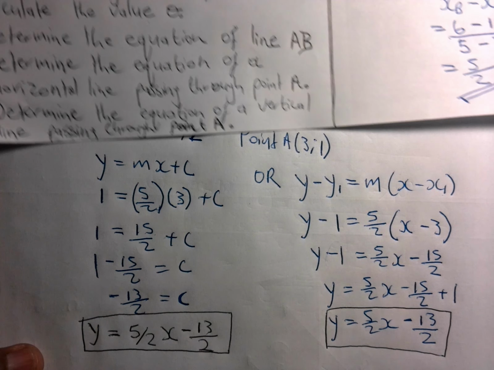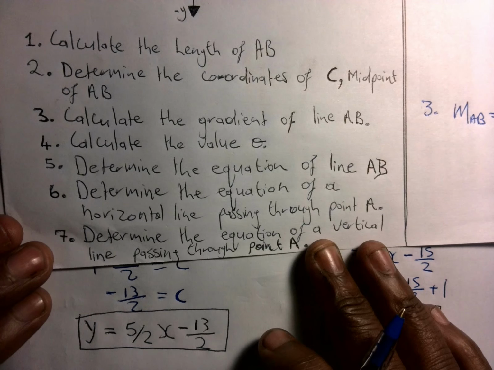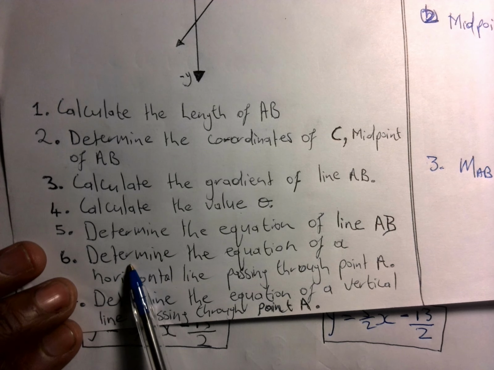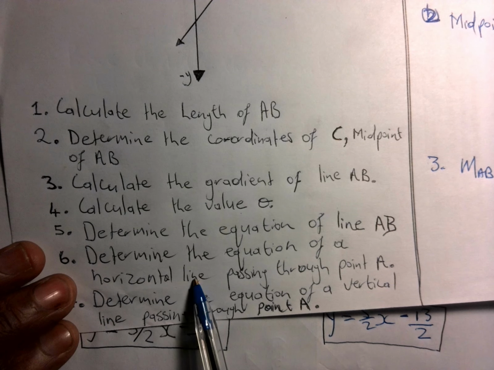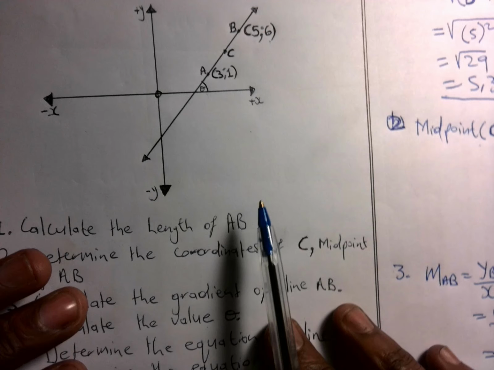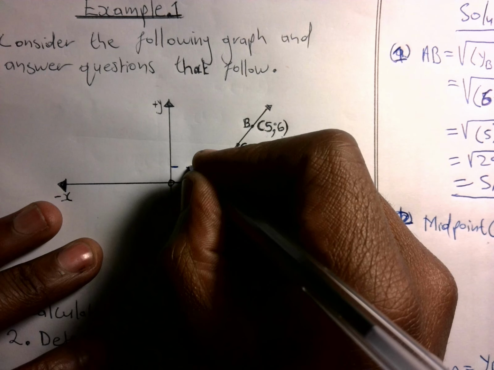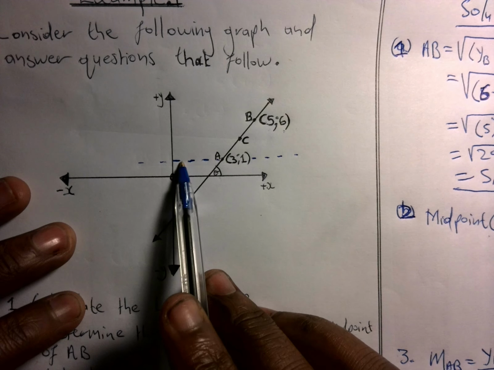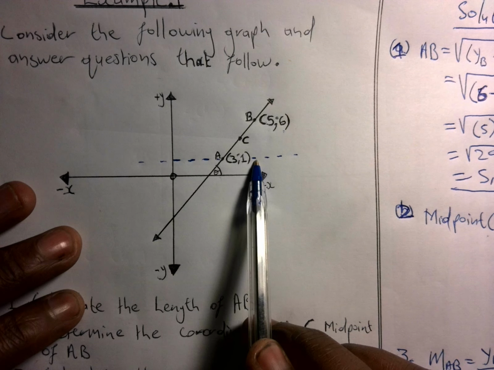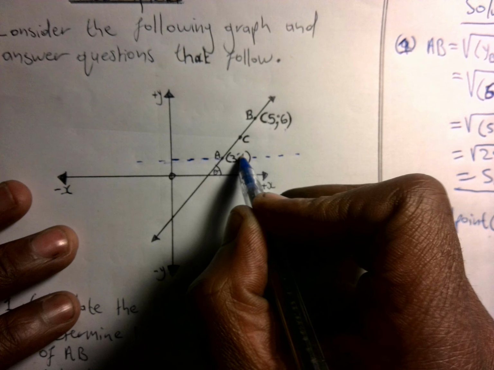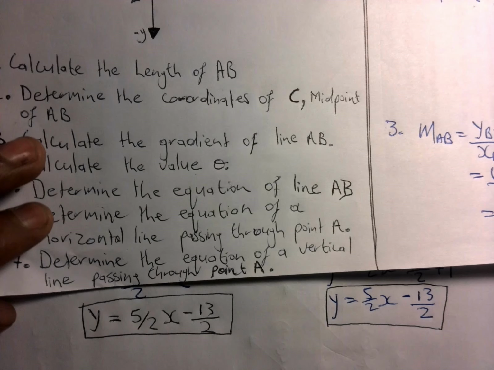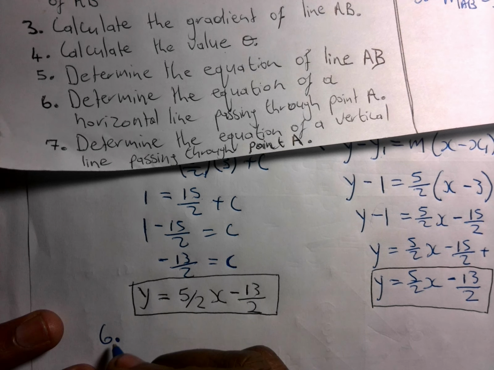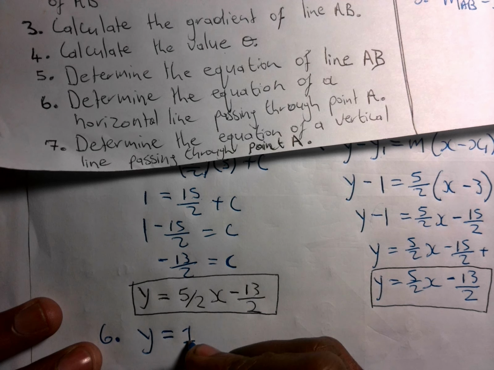So for number 6, determine the equation of a horizontal line passing through point A. Now they are saying we've got a horizontal line that is passing through point A. So the y value on point A is 1. It means this line is passing through 1. So that should be easy. For number 6, that will be y is equal to 1, which is a constant.